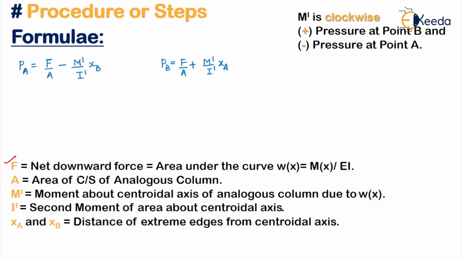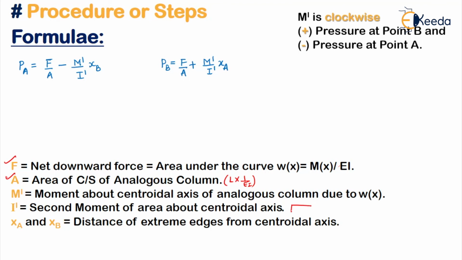So what are all these values? See, F is what? Net downward force. That's nothing but the area under the curve Wx, which is nothing but the mx by EI diagram. Then what is your A? Cross-sectional area of the analogous column. What is this normally? This will be L into 1 by EI, that is length into breadth, right? Then m dash, moment about the centroidal axis of the analogous column due to Wx. This depends upon the type of loading. Then I dash is what? Second moment of area about the centroidal axis. This we have to calculate.